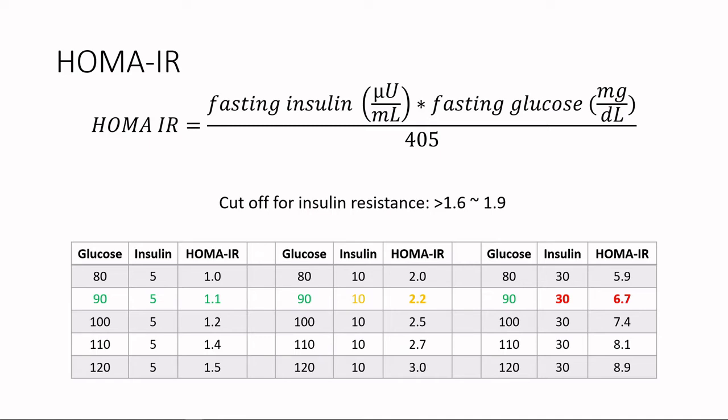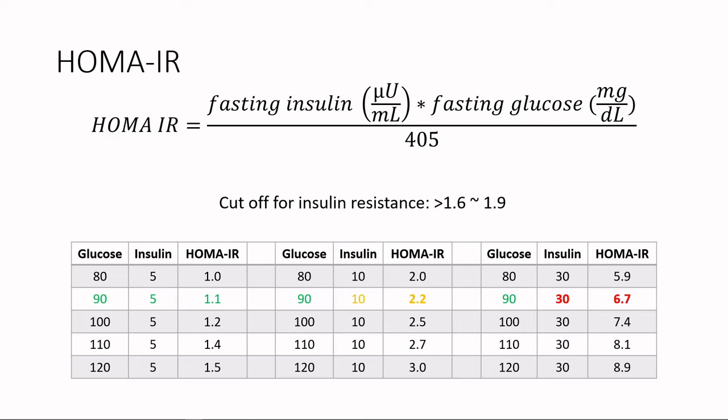It is simply a fasting insulin times fasting glucose divided by the correction factor, which is dependent on the units, in this case, 405. There are numerous calculators online, as this data will not be on any lab reports. As this is still an active research, there is a range of cutoffs for the transition from insulin sensitivity to insulin resistance. These are typically quoted as 1.6 to 1.9, with the Obesity Medicine Association landing on about 1.9.